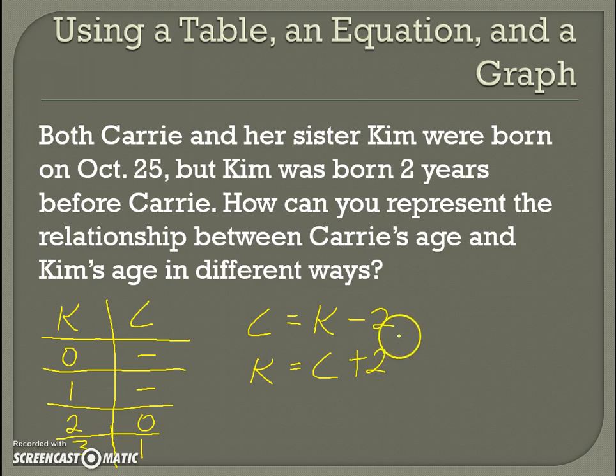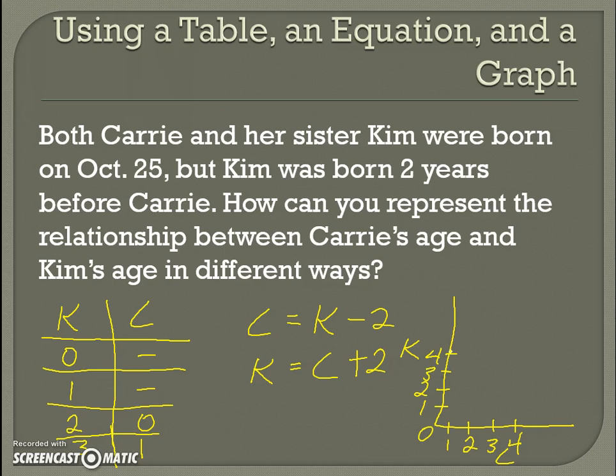If I wanted to do this as a chart, or a graph, I could do this in a couple different ways. I'm going to call this one Kim and this one Carrie, and we'll say this is 0, and then 1, 2, 3, and we'll just go to 4. We don't need a big long one to get the point across. So 1, 2, 3, and 4. So there are my things.